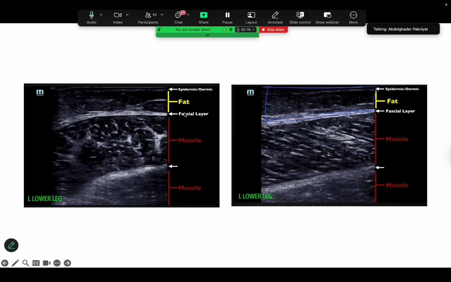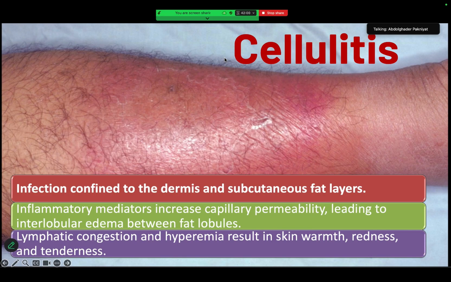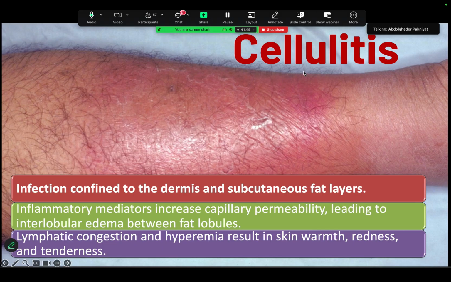And as we are scanning different anatomical locations, you may have different structures. Maybe we have two muscles over each other, or sometimes we have just one muscle. So knowing the normal anatomy is very important, and we need to keep it in our mind. So let's discuss the pathologies. What should we look for in soft tissue infection? We will start with cellulitis.